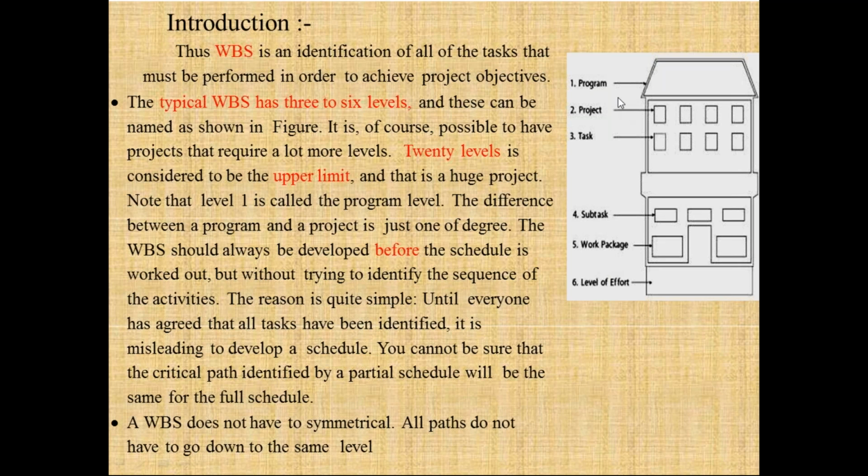The work breakdown structure should always be developed before the schedule is worked out, but without trying to identify the sequence of the activities. The reason is quite simple. Until everyone has agreed that all tasks have been identified, it is misleading to develop a schedule. You cannot be sure that the critical path identified by a partial schedule will be the same for the full schedule also. A work breakdown structure does not have to be symmetrical. All paths do not have to go down to the same level.